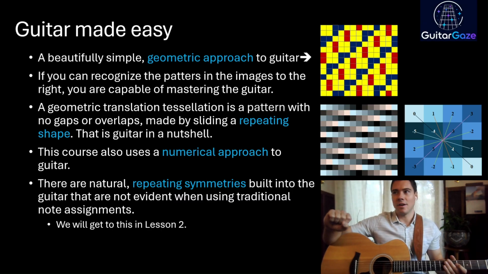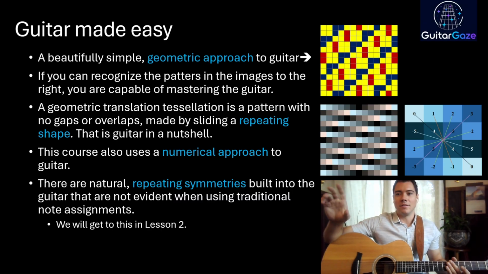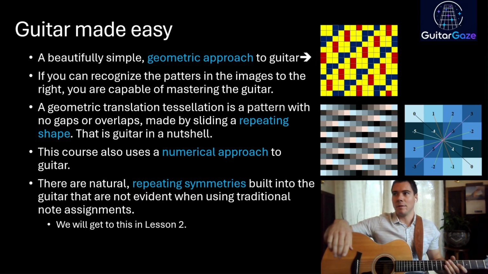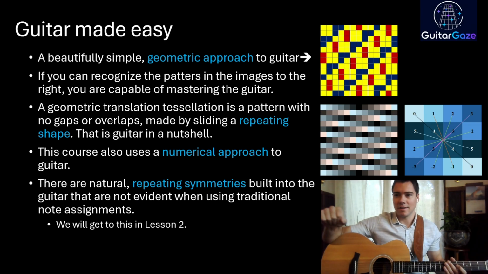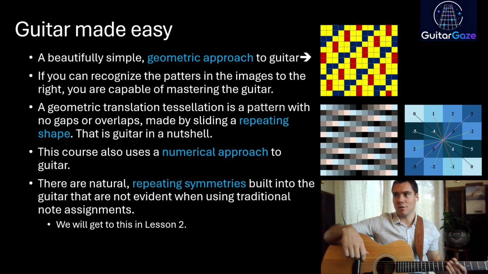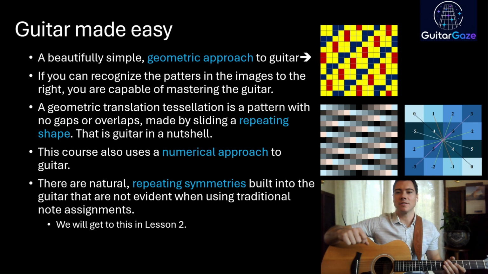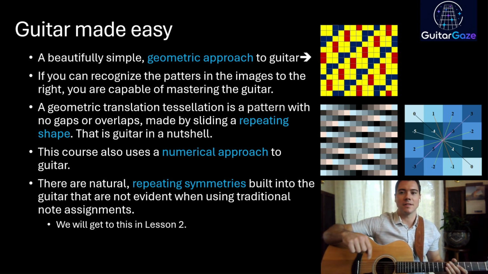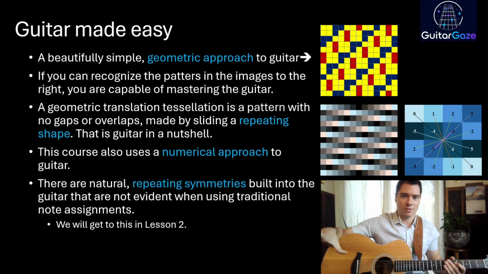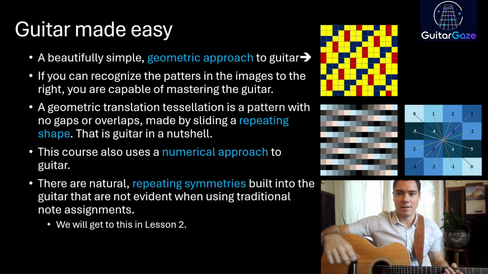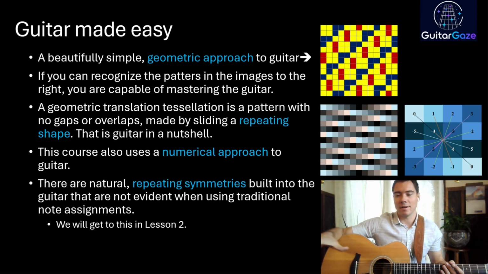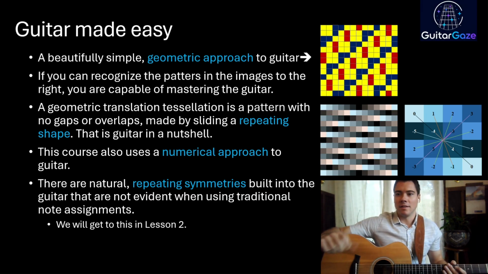In the images on this slide, if you see the top yellow, red, and blue image, and then the one below that, which just looks like a grid of boxes, you see these natural repeating patterns, or you just see this geometric translation. So if you can recognize the repeating patterns in those images, I assure you, you are capable of mastering the guitar. What you see in these images is just a geometric translation tessellation. And that means it's a pattern that can be moved around, or a repeating shape that can be moved around, and the shape will be maintained. This is the guitar in a nutshell.